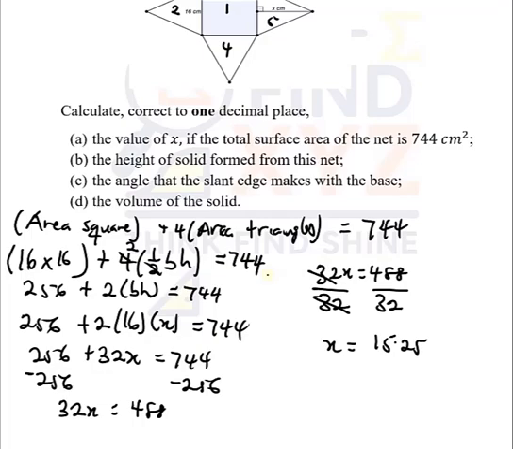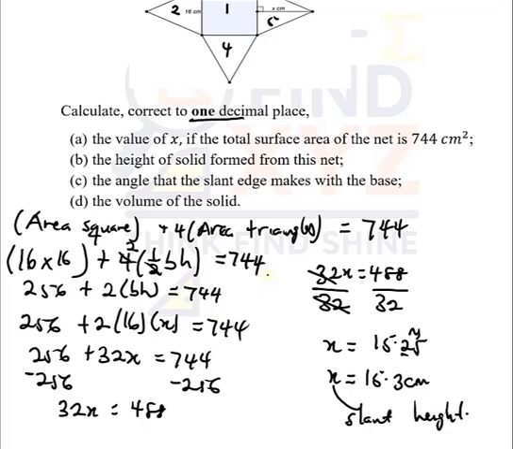But look at the condition, one decimal place. So we have 2, then we look at the next number, which is 5. So we'll round it and add it to the current number. So our value of x, which represents the slant height of this figure, is 15.3 centimeters. That is the first part of this problem.